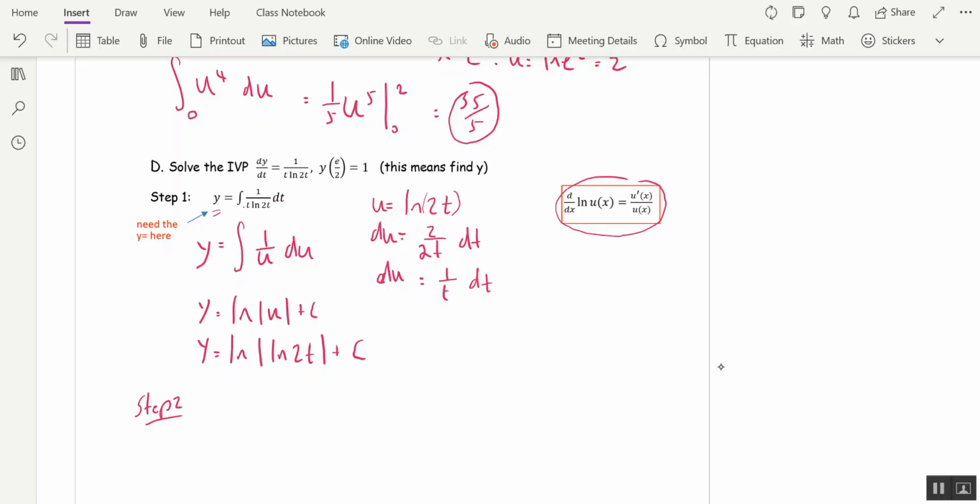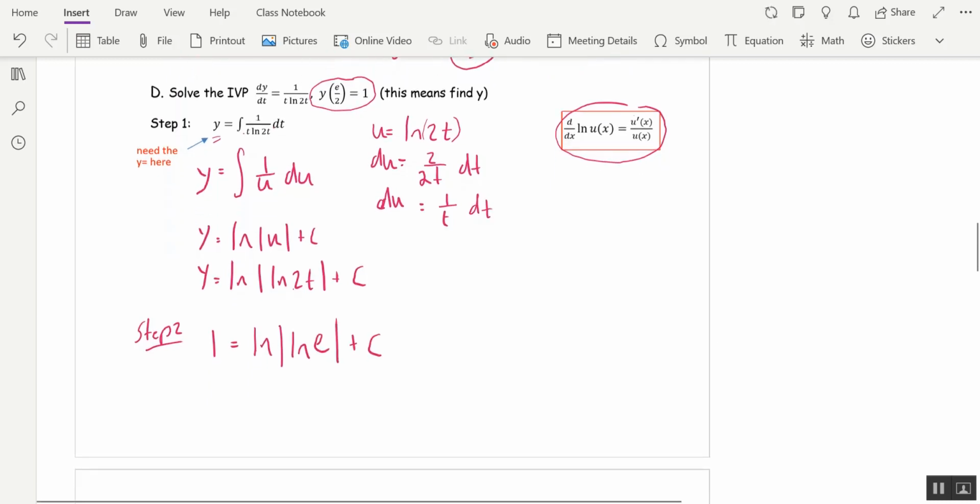We're going to use the fact that y of e over 2 is 1. So on the left, I put a 1. That's why you had to write the y there. And on the right, everywhere I see a t, I put in an e over 2. So that's ln of the absolute value of ln 2 times e over 2 is e plus c. Okay, well, ln of e is 1, and ln of 1 is 0. So that tells me c is 1. So this implies that c equals 1.